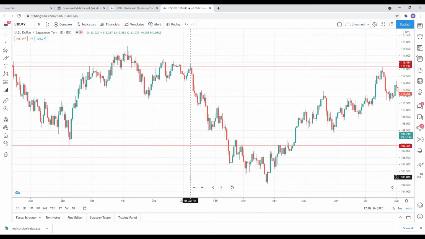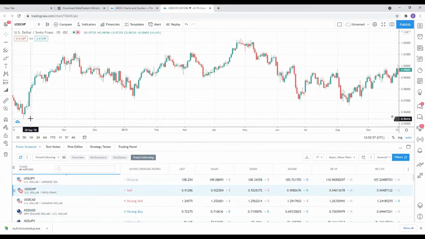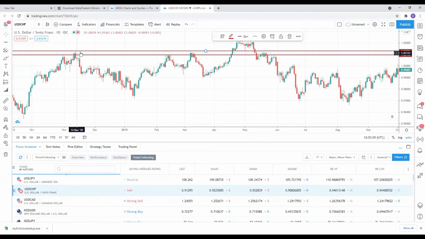Let's see if we can identify potential areas of resistance and support on another currency pair. Let's choose a random currency pair. Upon visual inspection of this candlestick chart, can you determine where the potential areas of resistance and support are? Recall, higher highs are potential areas of resistance, lower lows are potential areas of support. One high, two highs. This is a range where resistance may lie.